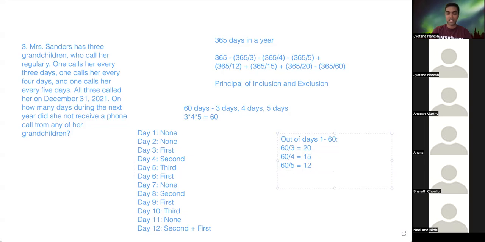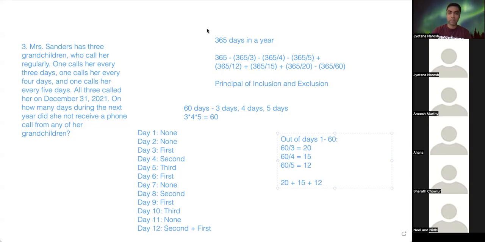Okay, so one thing we could do is say that the first one calls 20 times, the second calls 15, the third one calls 12 times. So it's just 20 plus 15 plus 12. Will that be the total number of days that the grandkids call, or is that not exactly correct? There's double counting. Good. Why is there double counting? Because of the multiples, so like 12, 15, and 20. Those are all repeated in the 3 and the 4, etc.